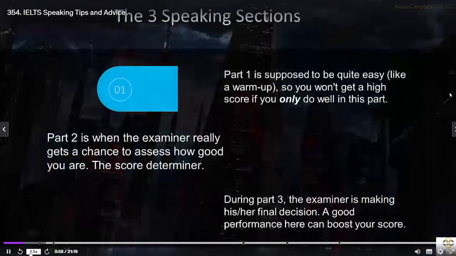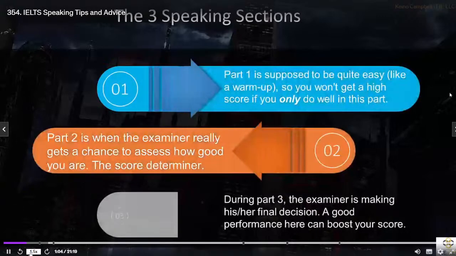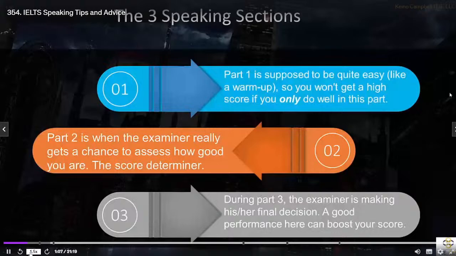So part 1 is known to be pretty easy. It's basically a warm-up. But I would say that you have to really, really do well in part number 1. A lot of students mess up because they just start off very, very slowly. And that's a big mistake. You want to be able to start off in part number 1 and do well right away.